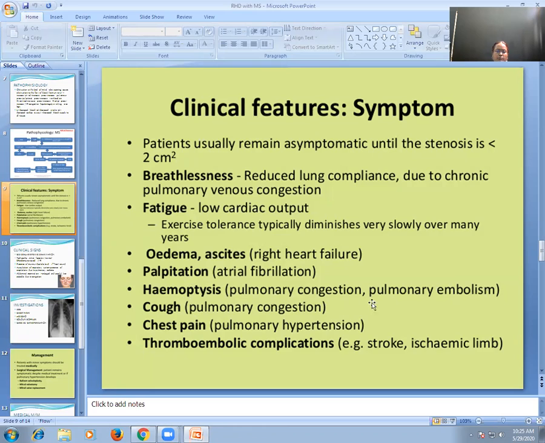Hemoptysis, this is because of pulmonary congestion, pulmonary edema, that is blood in the sputum, pinkish frothy sputum, which the patient will complain of. Then cough is again because of pulmonary congestion. So cough, hemoptysis, breathlessness, these are mainly because of pulmonary congestion and pulmonary edema. Then non-specific chest pain and thromboembolic complication. These patients are more prone to thromboembolic complication. How, we will see later on.